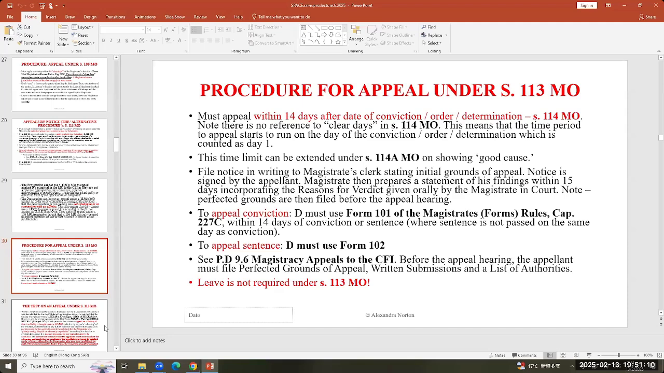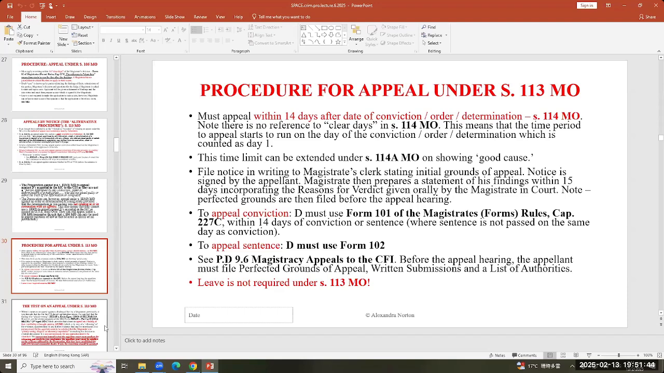So in practice, that's taken to mean that for an appeal under Section 113, you count the day of the order or decision. So that you count the day of conviction as day one, or the day of sentence as day one. And then the 14 days starts from day one of the conviction or sentence, right? For Section 105, because there's clear days, you start counting on the next day, right? So this is relevant to the deadline to appeal. But you can see for both of them, it's 14 days.